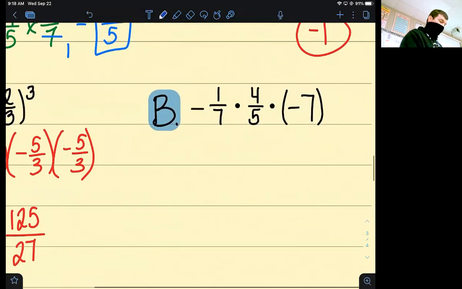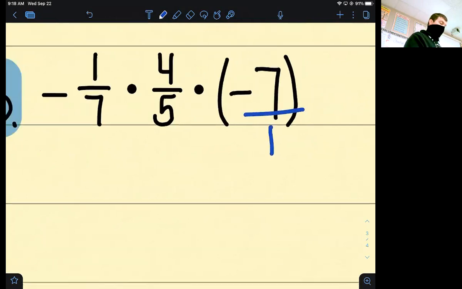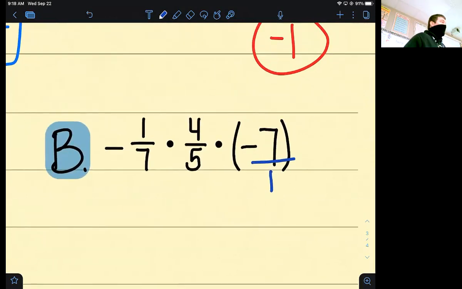Example B. Let's turn -7 into -7 over 1. That's right. Yeah. What cancels? Keep in mind, you can cancel any top number with any bottom number. Maddie Cheeseman. Yes, the 7s cancel. They don't have to be next to each other. This 7 on top cancels with this 7 on bottom. 7 goes into itself once. 7 goes into itself once.